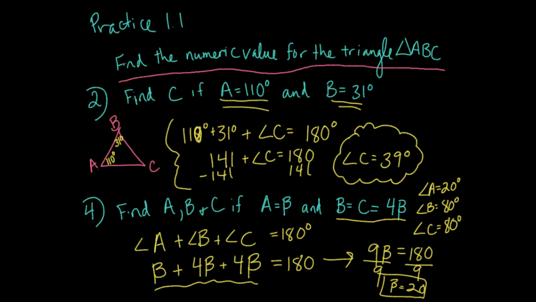One way also to check your answer is to make sure that all of these add up to, wait for it, what do you guys think? It should be 180 degrees, right? So 80 and 80, that's 160 plus 20, that's 180 degrees because these are all the angles in a triangle.